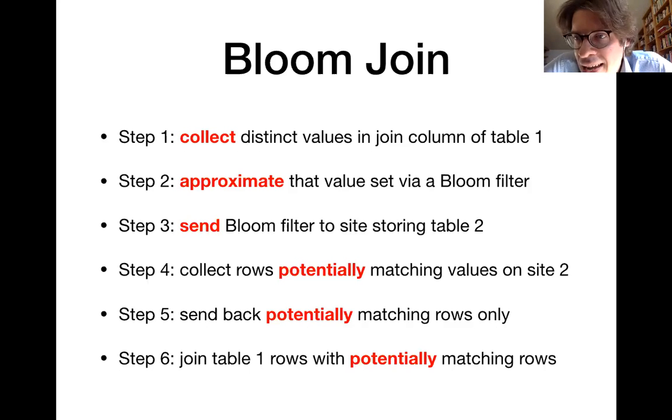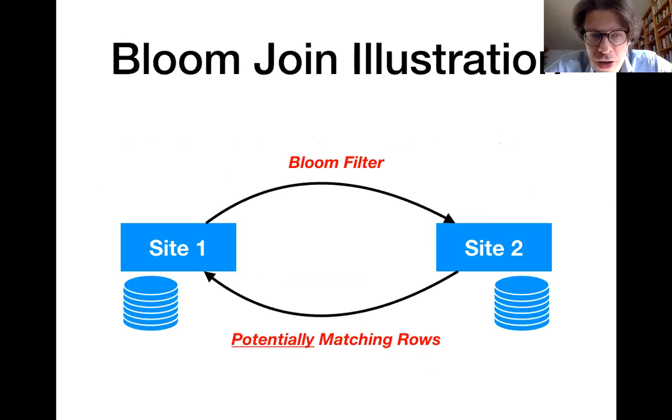So here, again, there's a trade-off. In step 5, you might actually send some rows that are unnecessary, which is bad. But on the other side, in step 3, we send a Bloom filter, which is much smaller than the set of distinct values, which is good. So there's a trade-off. This is an illustration.